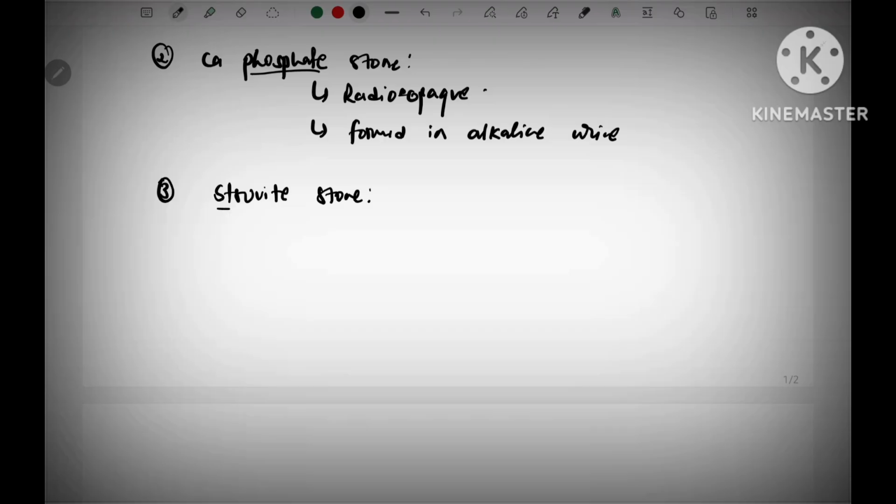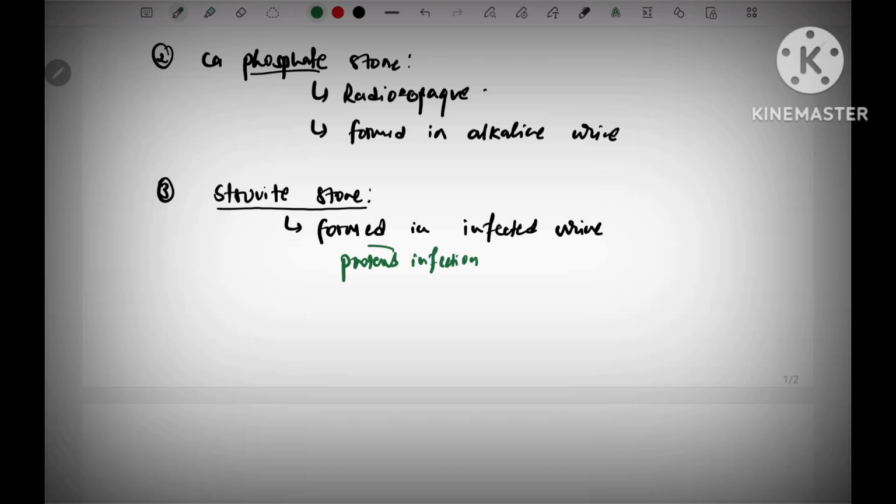So the struvite stones are those types of stone which are formed in the infected urine. Where are they found? They are found in infected urine. What type of infection? They are formed during Proteus infection. Why? Because this Proteus organism produces a chemical known as urease. So what does this urease do? It converts the urea into ammonia.